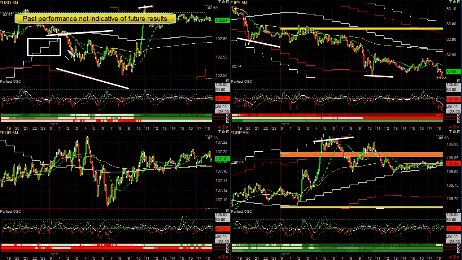But nonetheless, these let you see what each individual currency is doing, and you can buy the strong currencies if it's on top versus the weak if it's on the bottom, or if the weak currency is on the top, you sell it versus a strong currency that's on the bottom, and that's how you trade.